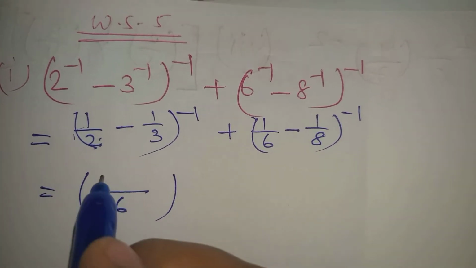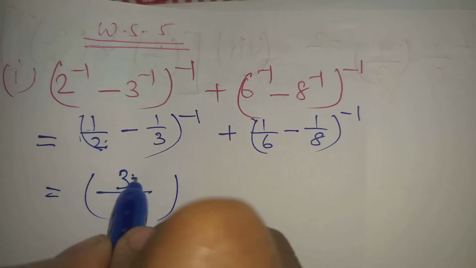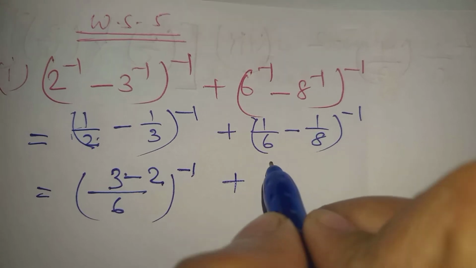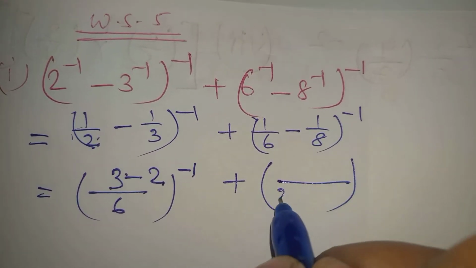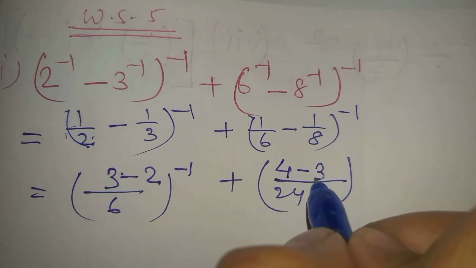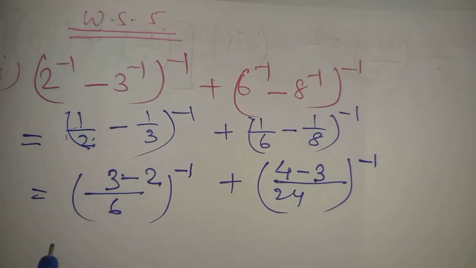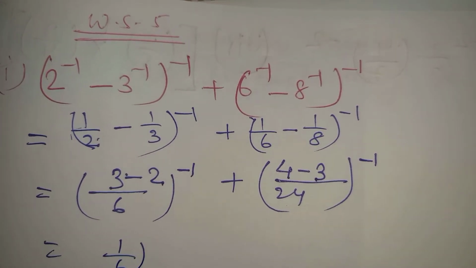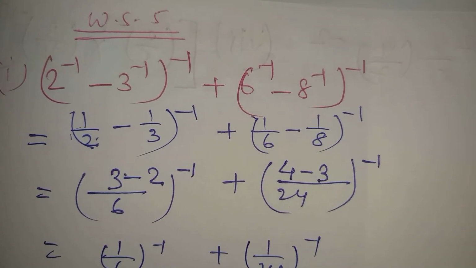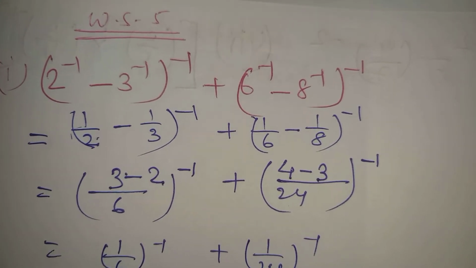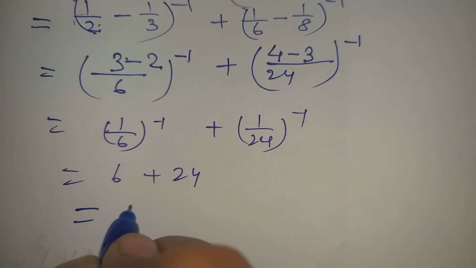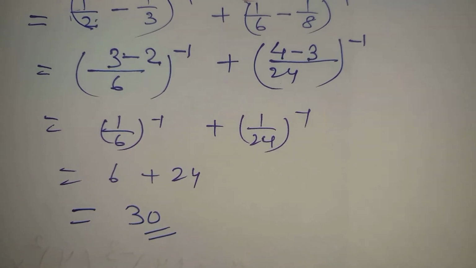And 2 divides 6 three times, so here we have to write 3. Plus the LCM of 6 and 8 will be 24. 6 fours are 24, so 4 will be here, and 8 threes are 24, so 3 will be here, to the power minus 1. Then we will get 1 by 6 to the power minus 1 plus 1 by 24 to the power minus 1, that means 6 plus 24, and after adding both of them we will get 30, so 30 will be our answer.